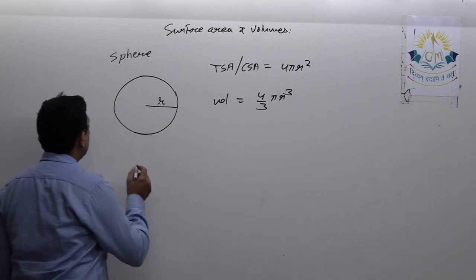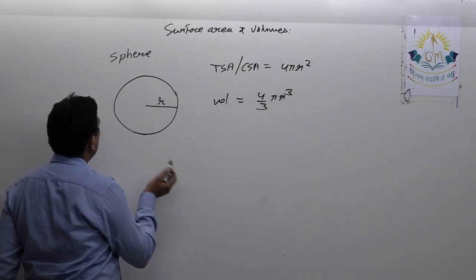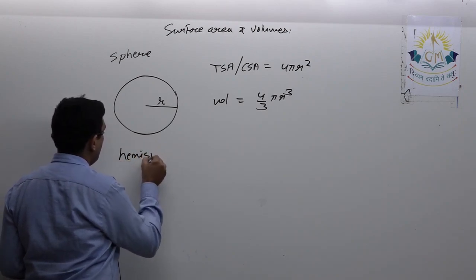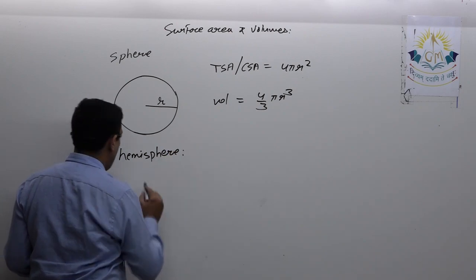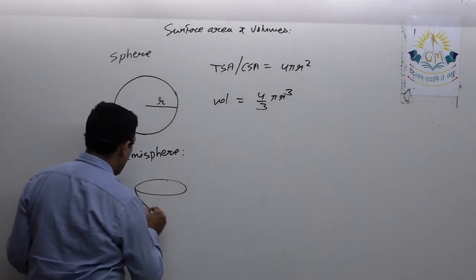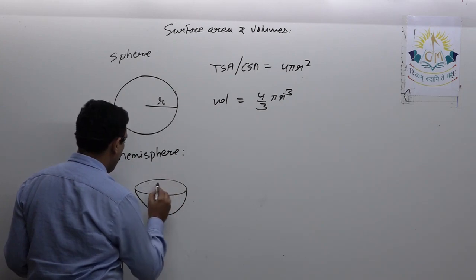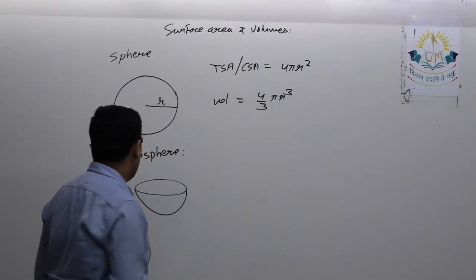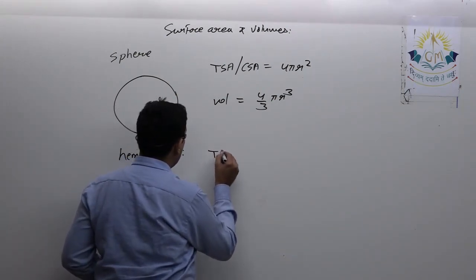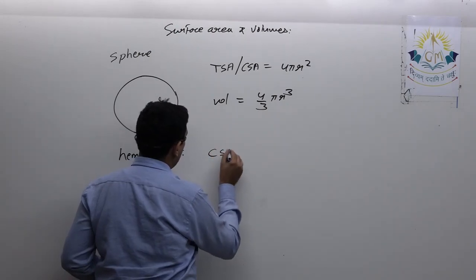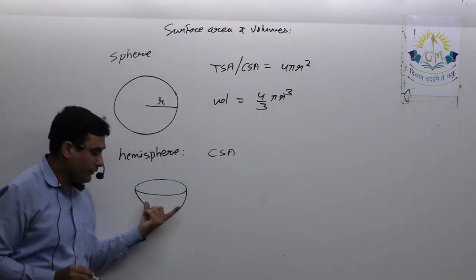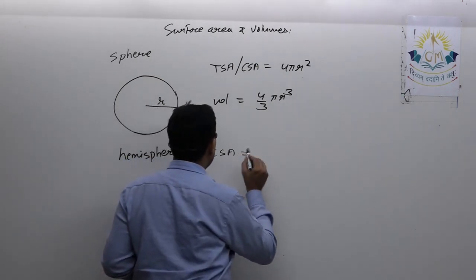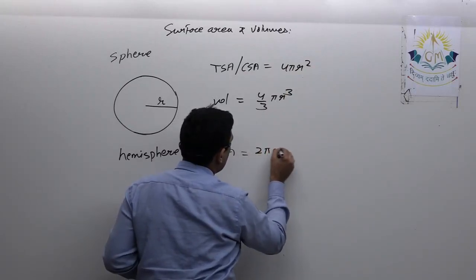Okay, after sphere we'll see the hemisphere. A hemisphere looks like a bowl. It might be solid, it might be hollow. So first we'll see the solid hemisphere. Now there are two types of surfaces: one curved surface and one flat surface. So CSA is half of the sphere's, that is 2 pi r square.